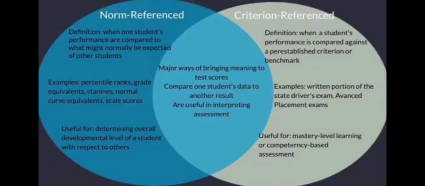Norm reference tests are useful for determining the overall developmental level of the students with respect to others, while criterion reference tests are useful for mastery level learning or competency-based assessment. These two types of grading, tests, or assessments are the major ways of bringing meaning to test scores. This compares one student's data to another's result, and they are also useful in interpreting assessments.